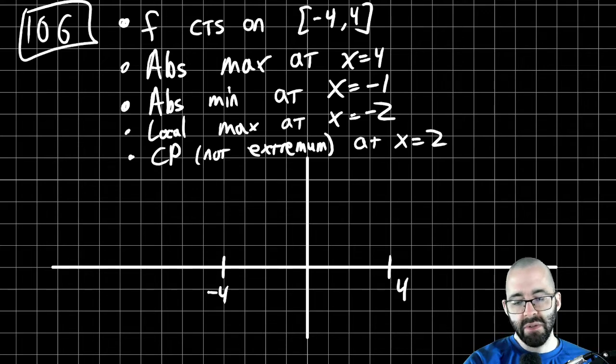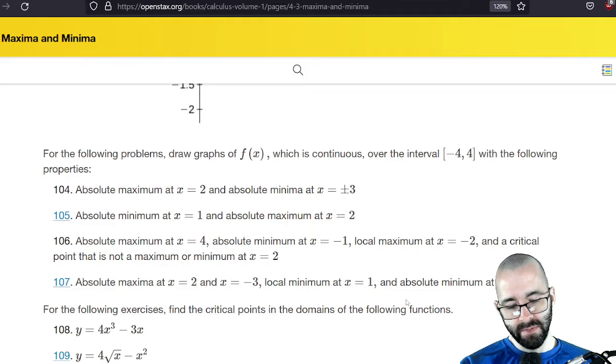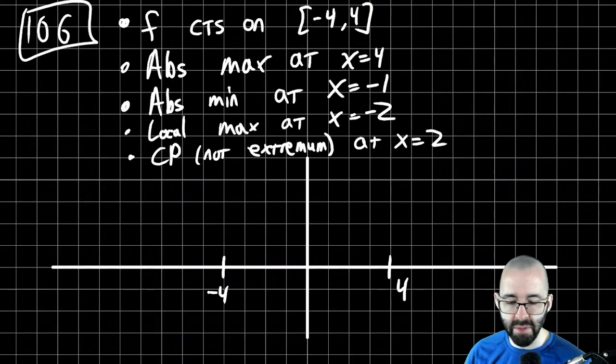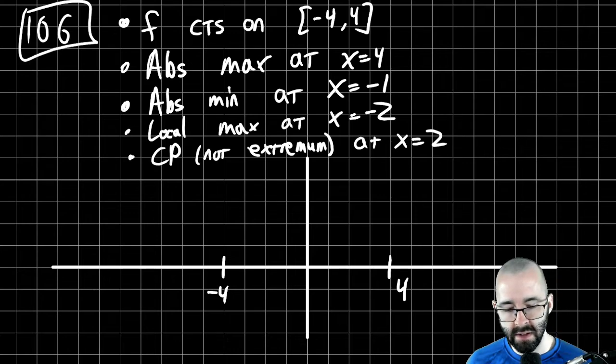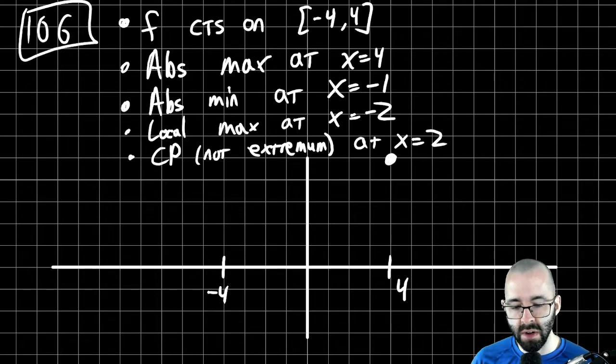I don't think it has to be defined outside of this interval. Yep, it's only asking for something on this interval. It has to be continuous. Let's keep that in mind. The biggest is at 4. So let's just draw a point way up here at 4.